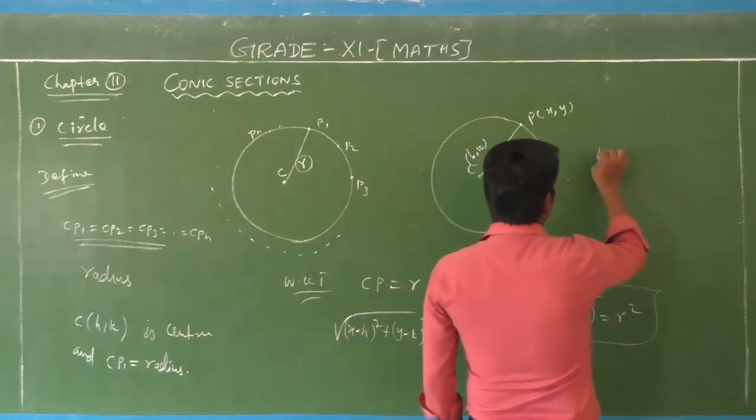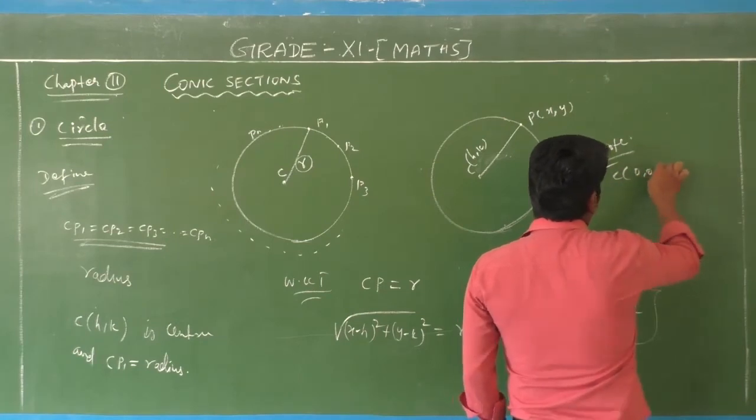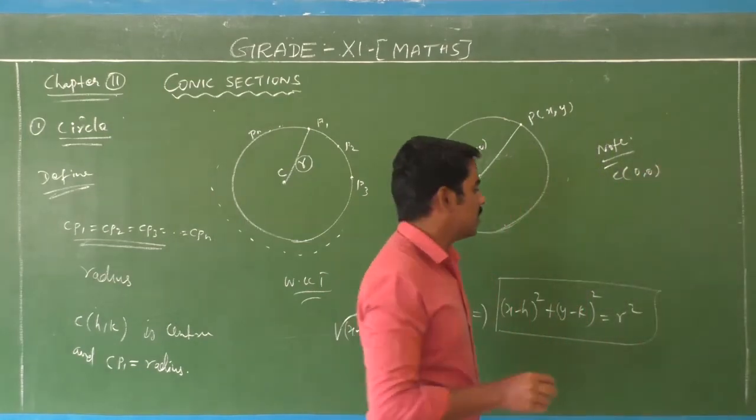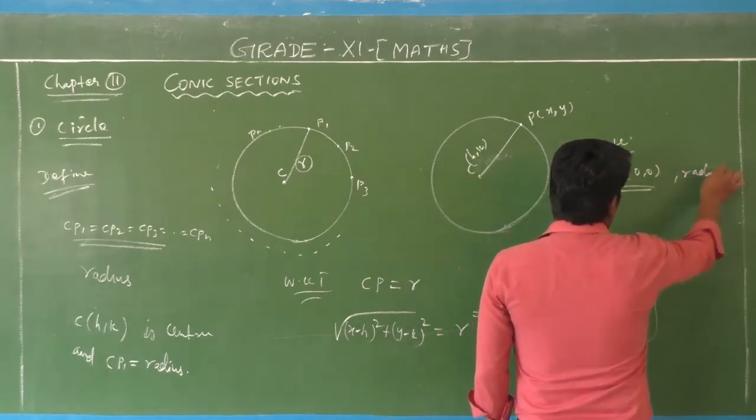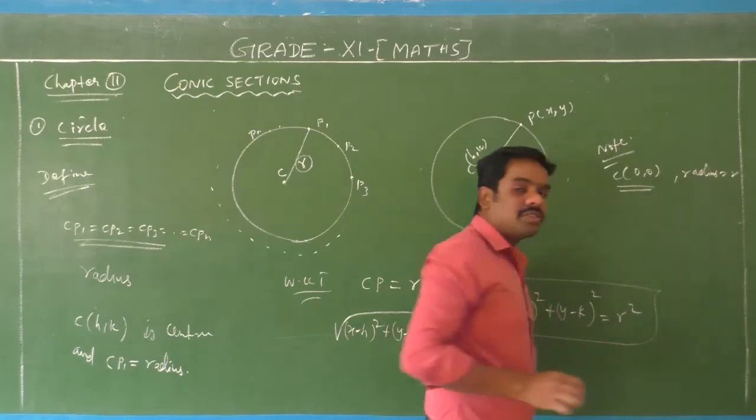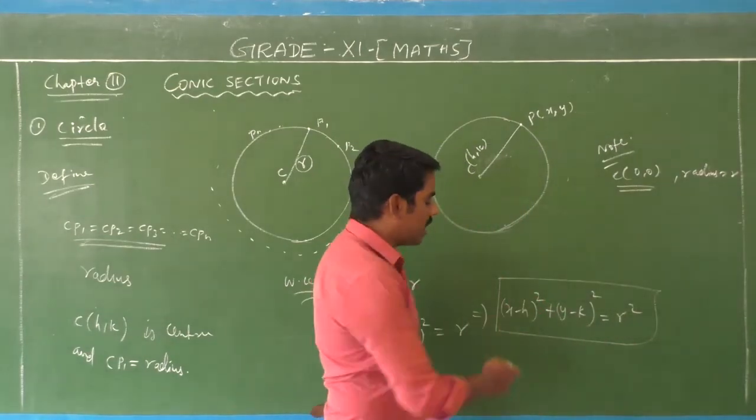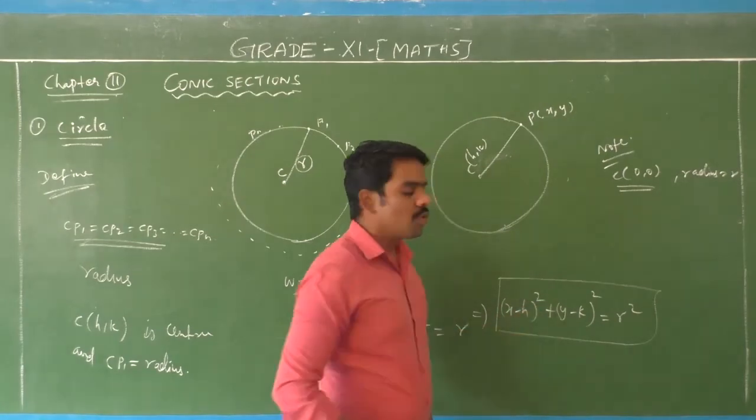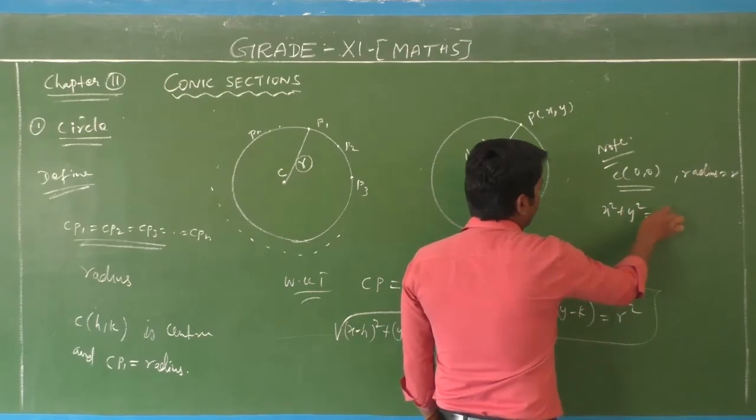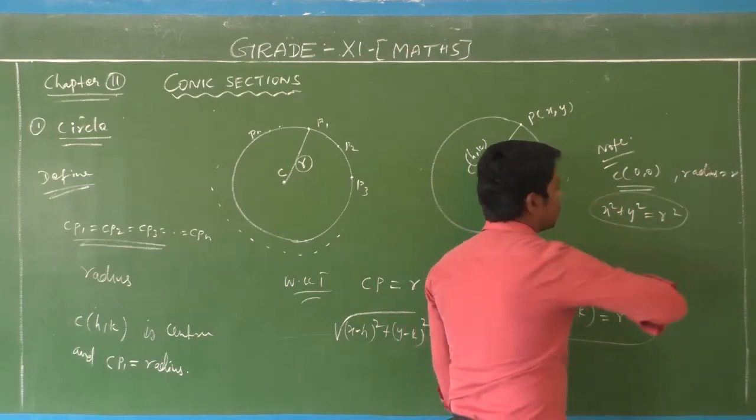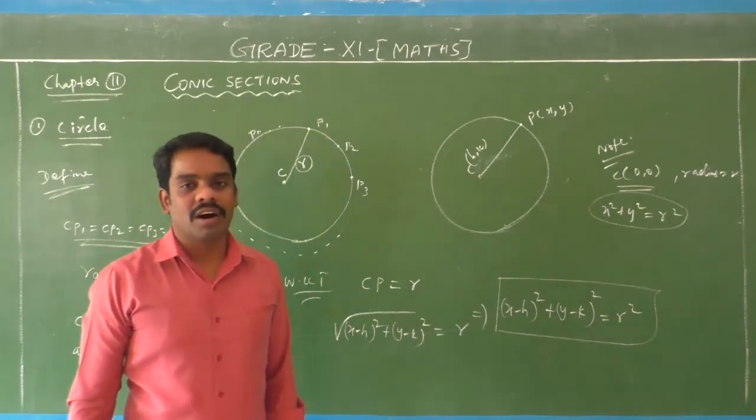And another one: when the center is the origin, 0 comma 0, and radius is r, then the equation of the circle, with h and k as 0 comma 0. Substitute this value: (x minus 0) the whole square plus (y minus 0) the whole square, that is x square plus y square equal to r square. This is the equation of the circle when the center is at the origin and radius is r.